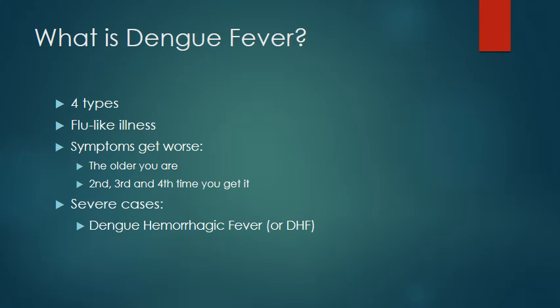So, dengue fever is a disease caused by any one of 4 closely related dengue viruses. The infection causes an illness similar to the flu, with symptoms like high fever, headache, pain behind the eyes, joint pain, muscle and bone pain, rash, and sometimes mouth bleeding, like nose or gums, and easy bruising. Typically, the older you are, the worse the symptoms get, and the symptoms could also be worse the second, third, and fourth time you get it.